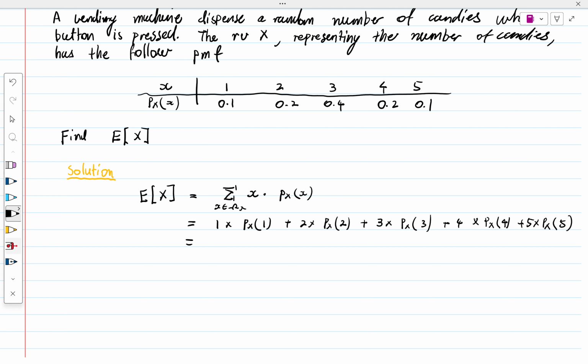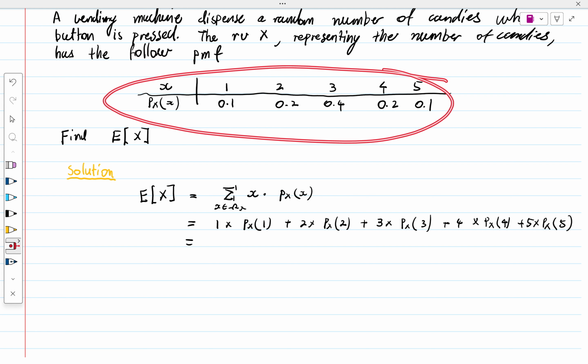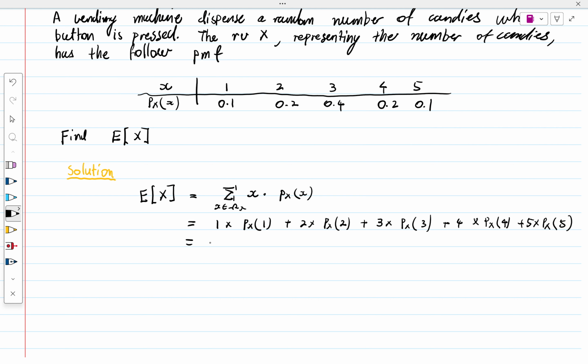Substituting in the values that we have from our probability mass function above, that becomes 1 times 0.1 plus 2 times 0.2 plus 3 times 0.4 plus 4 times 0.2 plus 5 times 0.1. And after all of that, we get 3.